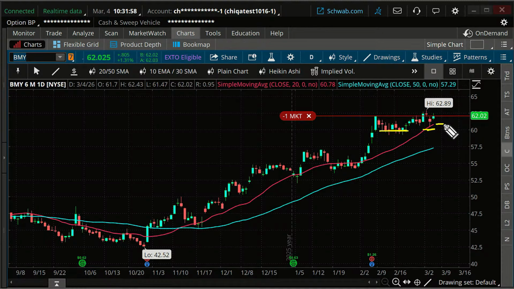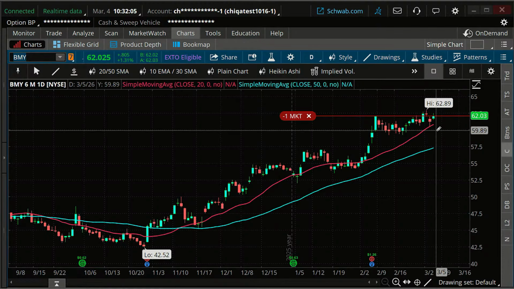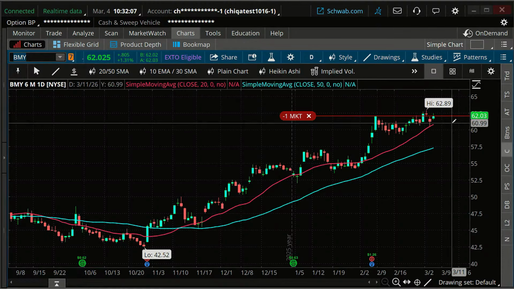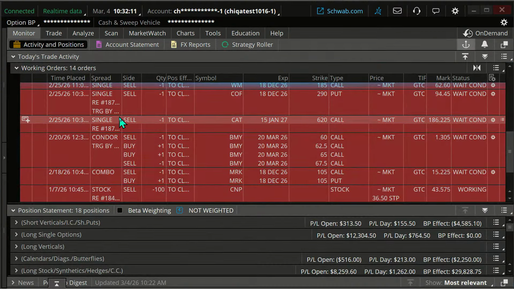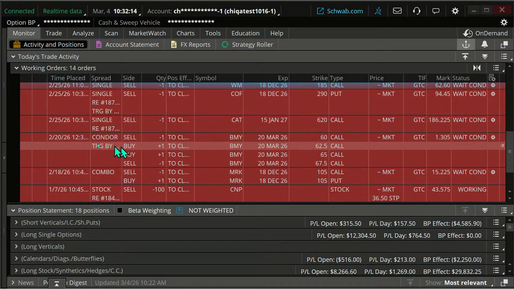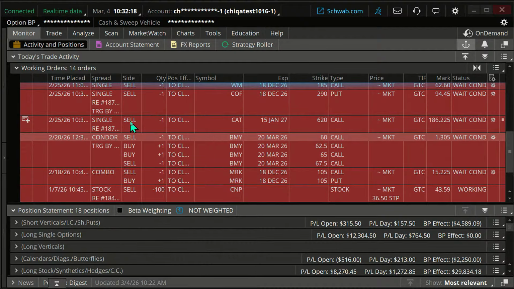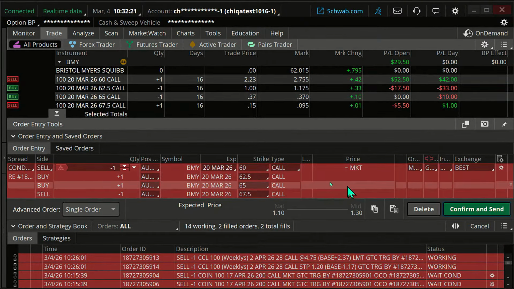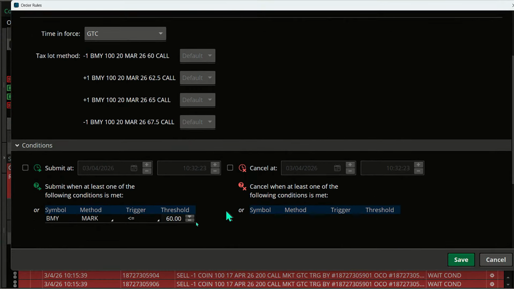So this may not need that much adjustment, but I kind of want to show you the process here anyway. If I want to move this up from, say, 60 to stop to 61 to get out at that point, here's what I'm going to do. I'm going to right click on the order. I'm going to cancel and replace it. And I can say, well, I want to get out if this goes below 61. I'm going to get out of that trade.